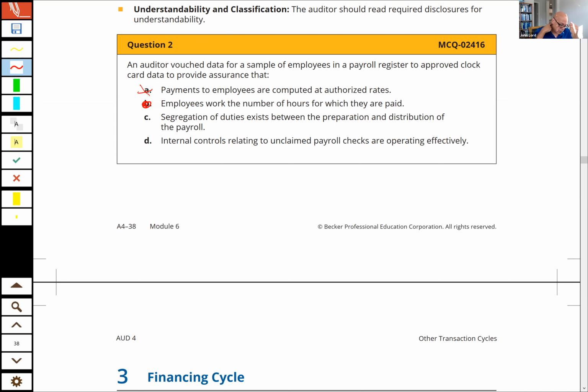Okay, how about C? Segregation of duties exists between the preparation and distribution of the payroll. How will that procedure tell you that? It said nothing about looking to see the ID of the person that the check was distributed to. It said nothing about looking at direct deposit. It said nothing about looking at who prepared the payroll records and making sure that they weren't the same person that distributed the checks. Come on, guys, visualize and use your imagination. You're born in the generation of Mickey Mouse and the Roadster Racers or something, weren't you?